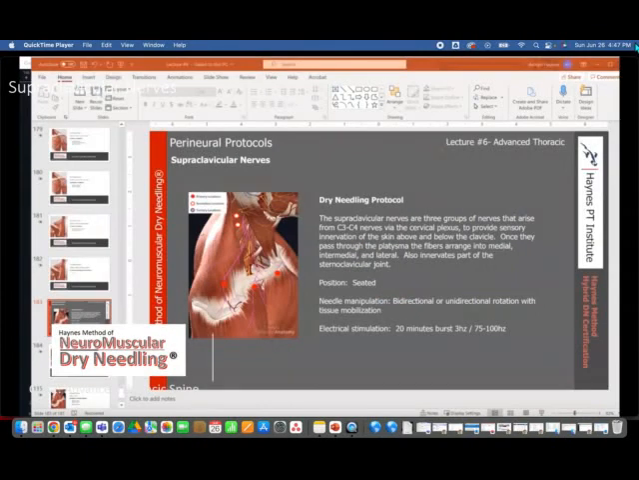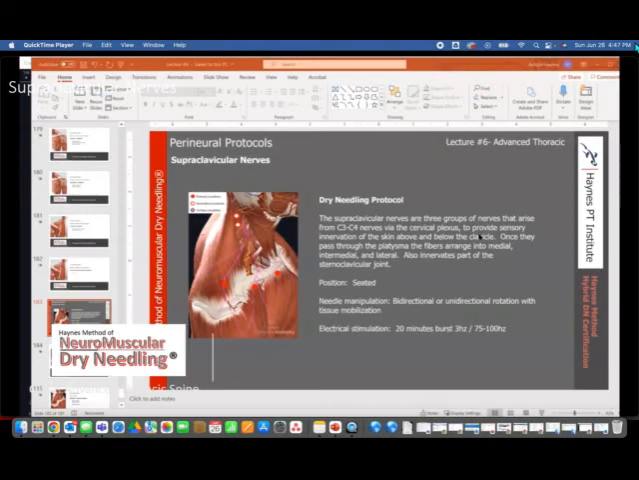For the perineural protocol for the supraclavicular nerves: the supraclavicular nerves are three groups of nerves that arise from C3, C4 via the cervical plexus, and they provide sensory innervation of the skin above and below the clavicle. Once they pass through the platysma, the fibers arrange into medial, intermediate, and then lateral. It also innervates parts of the sternoclavicular joint.